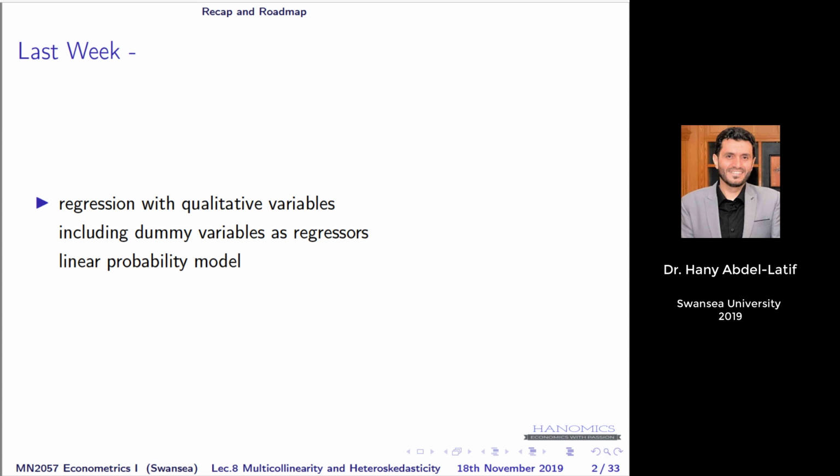And always think of what is your reference group, because before you try to interpret an estimated coefficient from a dummy variable, you need to first ask yourself how this dummy variable is defined. What is my reference group? Which group am I actually comparing with? Then this was the first half of the lecture, and then we moved to talk about the second half.